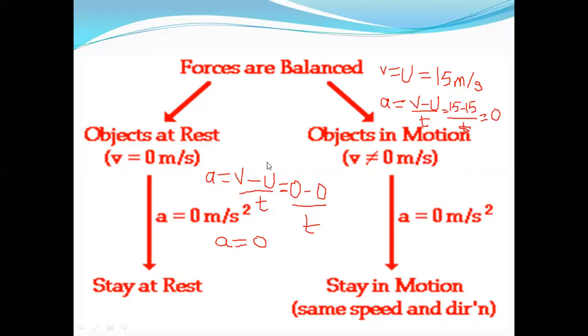Acceleration becomes 0. Similarly, for a body moving with constant speed, 15 meter per second, it means that both initial velocity and final velocity are equal to 15 meter per second. Formula of acceleration is final velocity minus initial velocity divided by time. So both have same value, 15 minus 15, answer is 0. So under the action of balanced forces, there is no change in the state of the body, there is no change in the velocity of the body, and acceleration is 0, resultant force is 0 under the action of balanced forces.